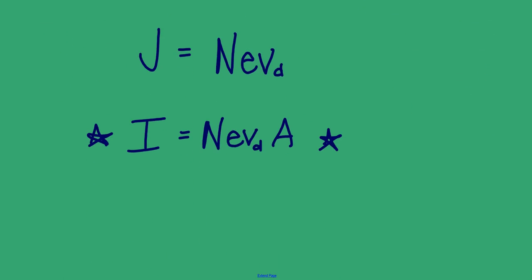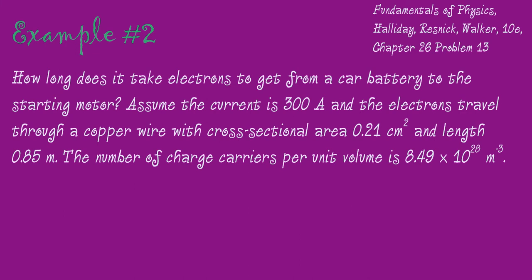So, to see how well you truly understand this, here's a problem. This problem asks how long it takes electrons to get from a car battery to the starting motor. It gives you some values, things like the fact that the current is about 300 amps. It's a very large current. That's why car batteries are really dangerous, and you want to be very careful not to shock yourself. We're saying that it goes through a copper wire that has a cross-sectional area of 0.21 centimeters squared. It's a pretty reasonable cross-sectional area for something like this. And it has a length of almost a meter.